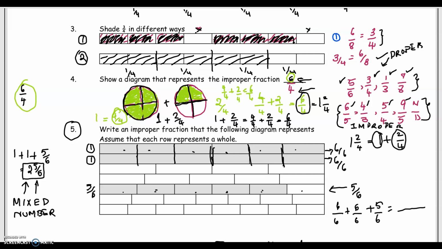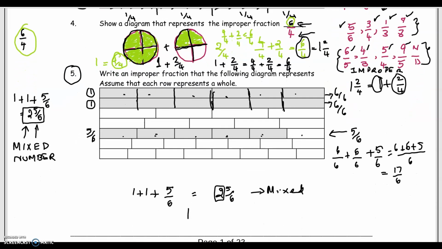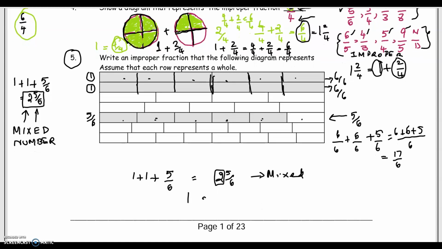If we count the total, it is 6 plus 6 plus 5 over 6, which is 17 sixths. So 2 and 5 sixths is the same as 17 sixths. Each is a sixth when you divide a whole into 6 equal parts. And the way you read this is 17 sixths, which is an improper fraction, is the same as 2 and 5 sixths, which is a mixed number.